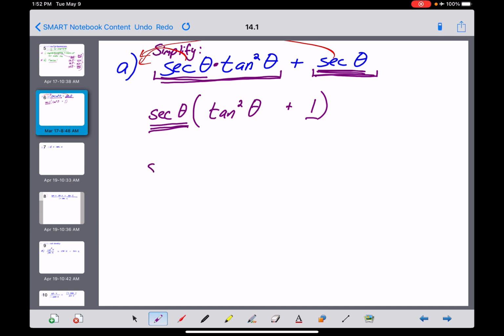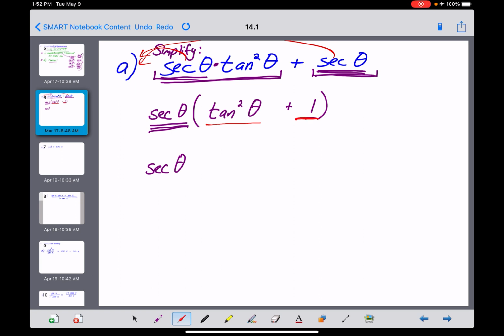Now, you really can't do anything with secant of theta. We could rewrite that as 1 over cosine of theta, but I don't really think there's a point to that. But now what I notice here, guys, is a trig ratio is being squared and then added to a 1.